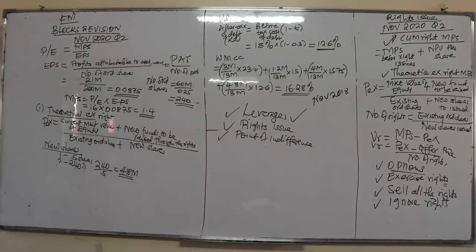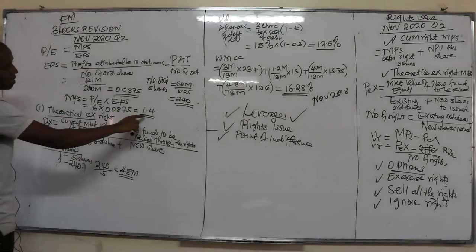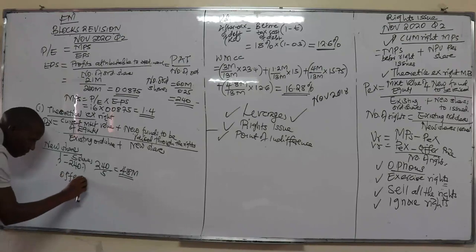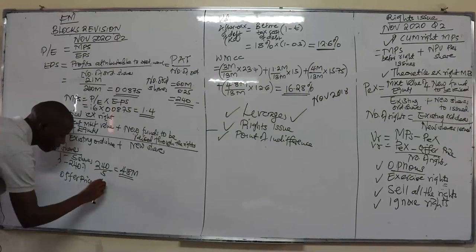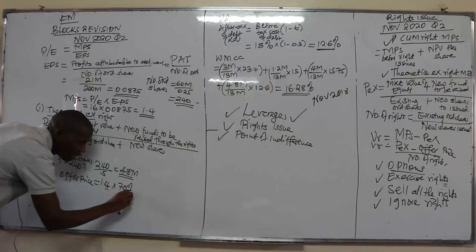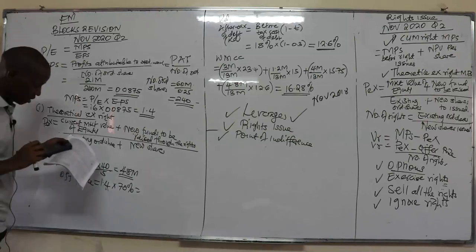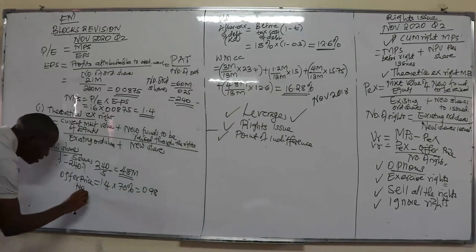But they will issue them at what price? They will be given a discount of 30%. And the market price, we know the market price here is 1.4. So if the market price is 1.4, what will be the issue price? They will issue these 48 million ordinary shares at a price of how much? 1.4, you multiply by 70%, because they have been given a discount of 30%. So I will take 1.4, I multiply by 70%, which in that case will be 0.98.